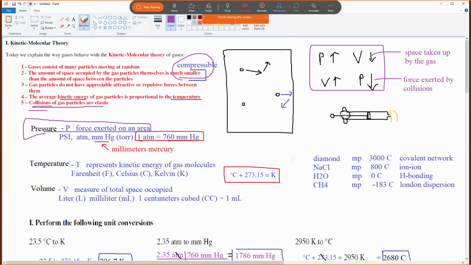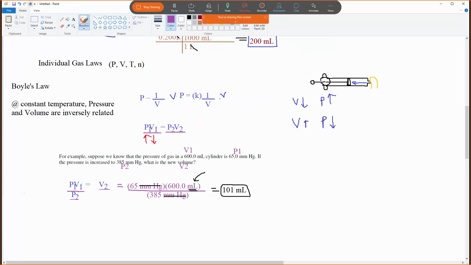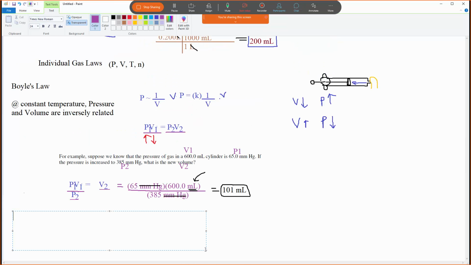All right, any questions on Boyle's law before we continue here? Okay, then we are looking at Gay-Lussac's law. Again, I'm never going to test you on the names. That's more of history than anything else.